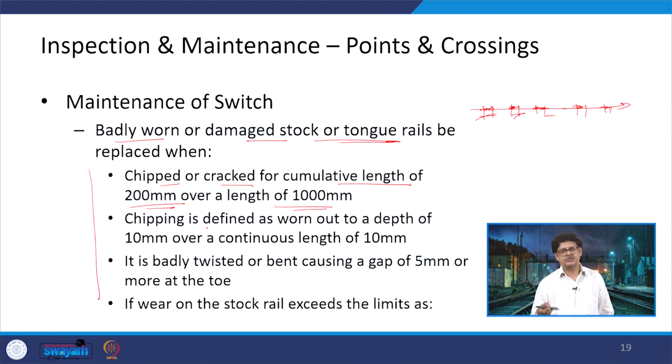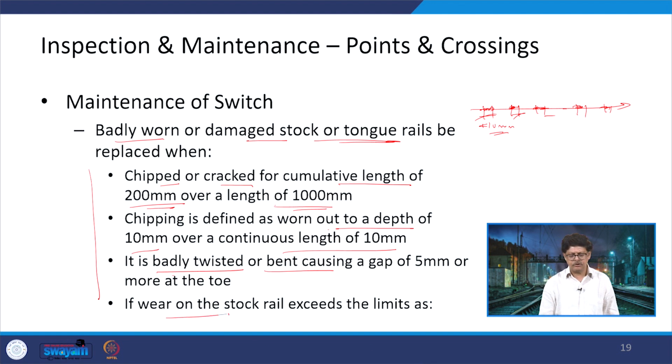Chipping, what is chipping in this case? For the material which is coming out, it is defined as worn out to a depth of 10 mm for a continuous length of 10 mm. So, this has to be not less than 10 mm to define it as chipping. If it is less than that, then it may not be considered. If it is badly twisted or bent, causing a gap of 5 mm or more at the toe, then also we need to go for the maintenance of the switch.